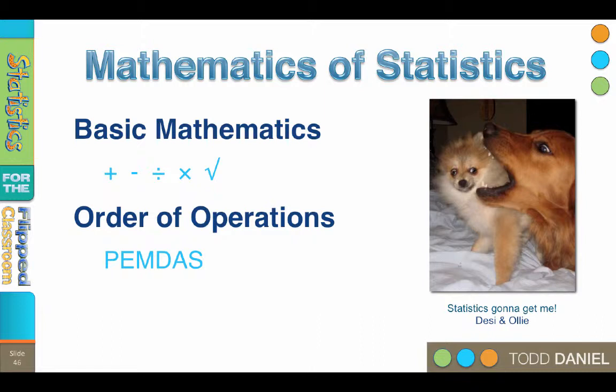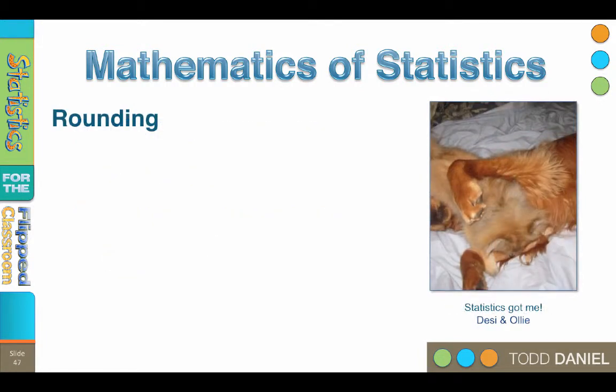Start with the parentheses. Then solve for exponents, numbers that are squared. Then do multiplication and division, again working from left to right. And finally, do addition and subtraction, working from left to right. If you are solving a ratio, you must solve the numerator and denominator separately before you can divide. We will look at an example of this in a moment.